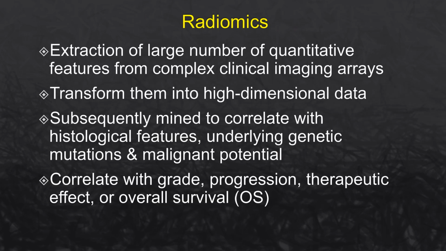So radiomics is the extraction of large number of quantitative features from complex clinical imaging arrays. You transform these images now into high-dimensional data, and this is now subsequently mined to correlate with histological features, underlying genetic mutations, and malignant potential. You correlate these features with the grade, progression, therapeutic effect, or overall survival.